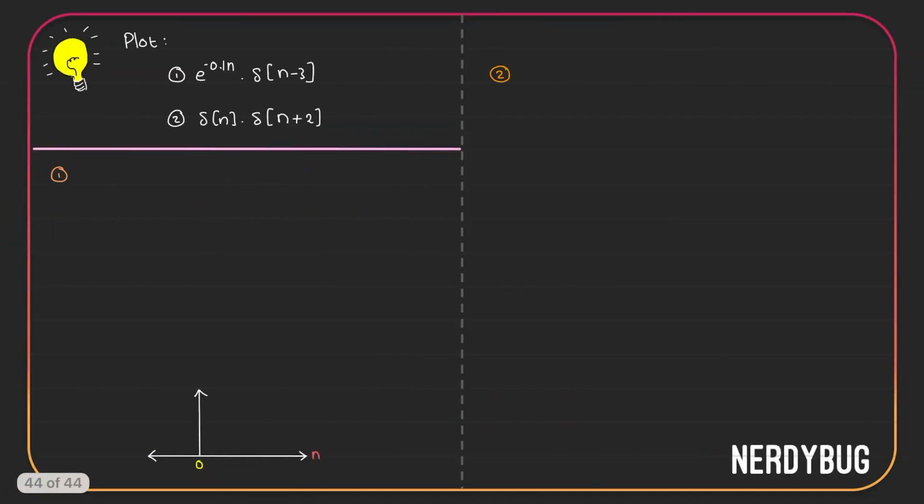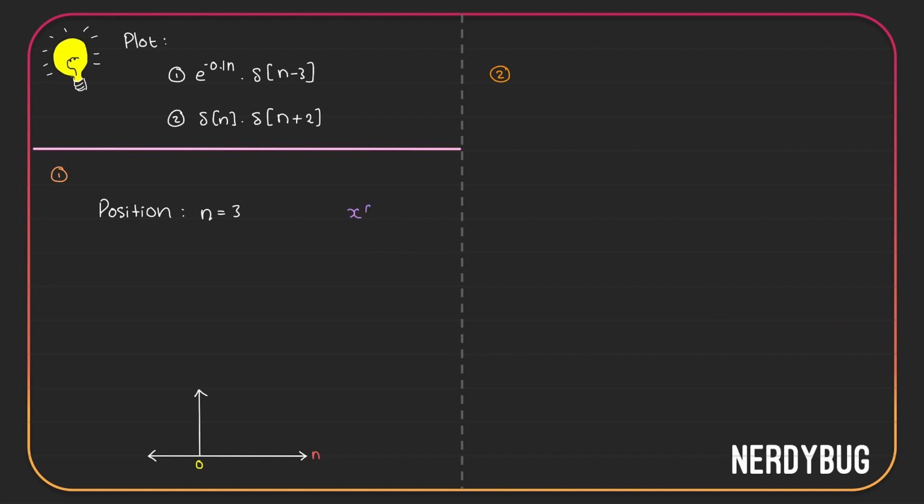Let us solve two more problems. First, we have e raised to minus 0.1 n multiplied by delta of n minus 3. Since we have n minus 3, we can write the position will be at n equals 3. And we learned earlier that if you have some x of n multiplied with delta of n minus n naught, what you get is x of n naught.